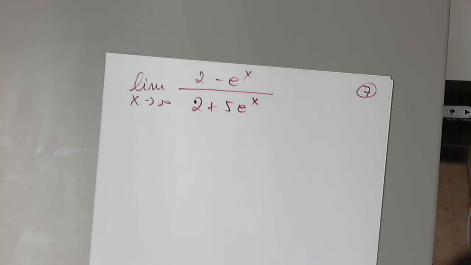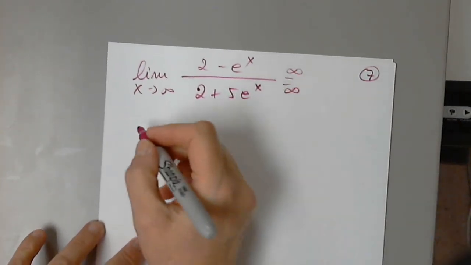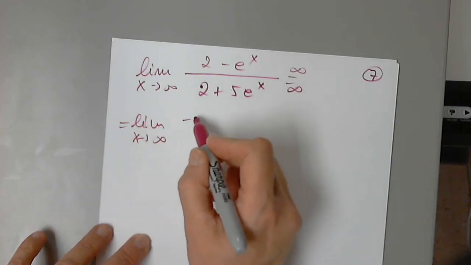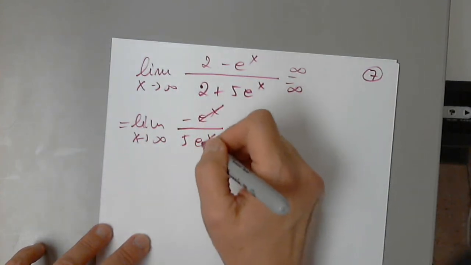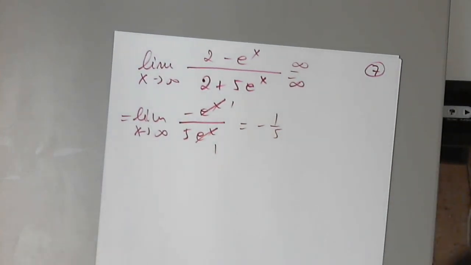I have to plug it in. So this is a nice situation because it's infinity over infinity. So I will use L'Hopital's rule, which we did not know at that time. Negative e to the x over 5 e to the x. We simplify and we get negative 1/5. It becomes more convenient now because we know L'Hopital's rule.